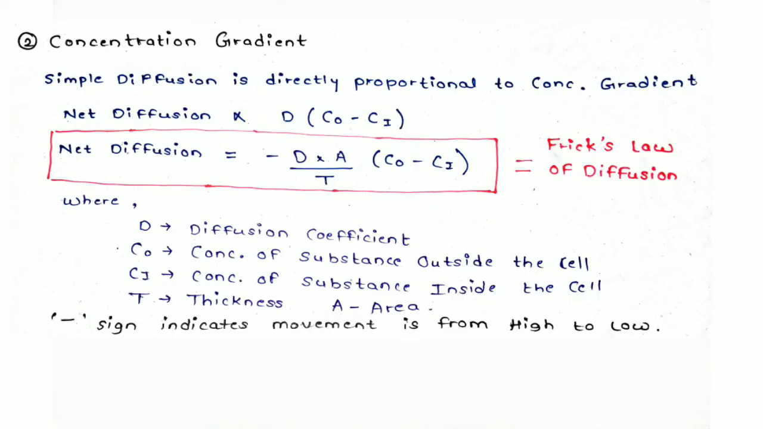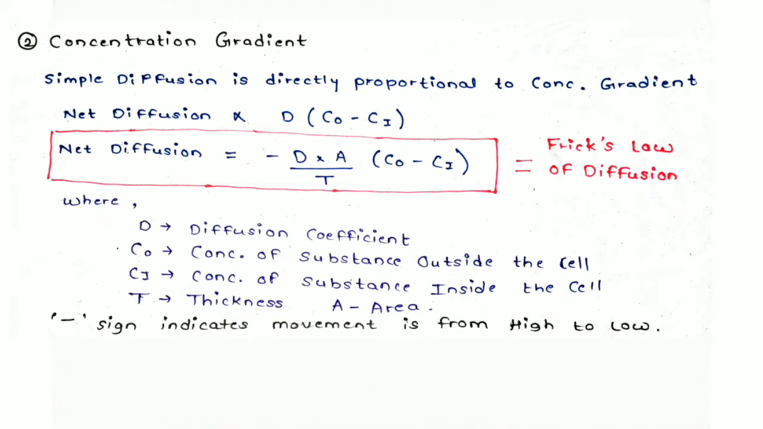Second factor affecting the rate of diffusion is concentration gradient. Simple diffusion is directly proportional to the concentration gradient. To explain this, we have Fick's law of diffusion, which states that net diffusion is directly proportional to the product of the diffusion coefficient and the concentration of substance outside the cell minus the concentration of substance inside the cell. So this is Fick's law.